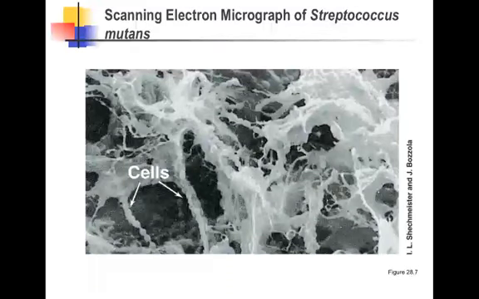Here we see an electron micrograph of some of that biofilm formation that can occur with growth of cells on the tooth surface. You can see the cells are pointed out there, and then that extracellular polysaccharide matrix that encases some of those cells, and that is the stuff that limits oxygen diffusion down to the cells and promotes a fermentative lifestyle.